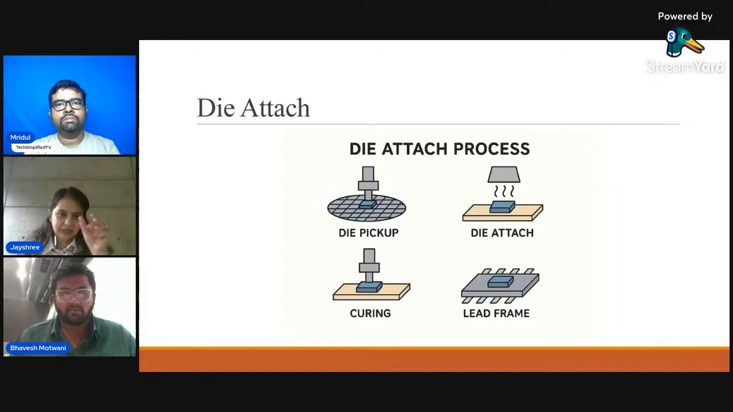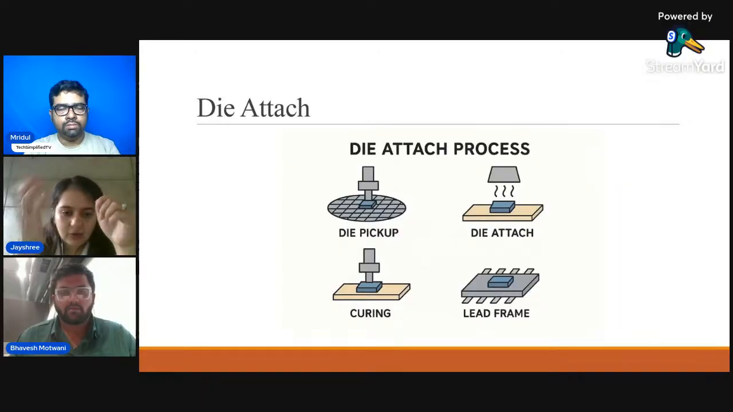Actually, the individual dies are diced and then physically and thermally bonded as a package to the substrate, preparing them for the electrical connections. This is the main reason for the die attach. In the process, you can see we pick up the die and stick it onto the substrate, which is the lead frame. And then curing, where we solidify it.